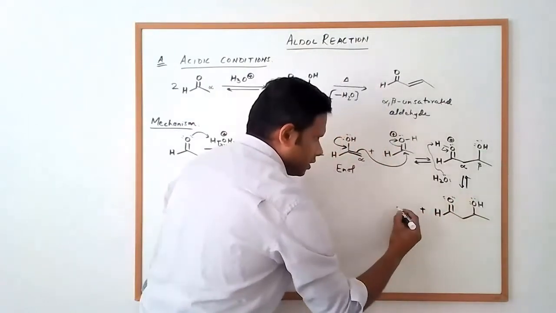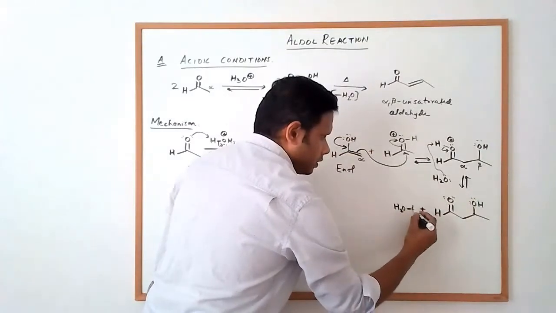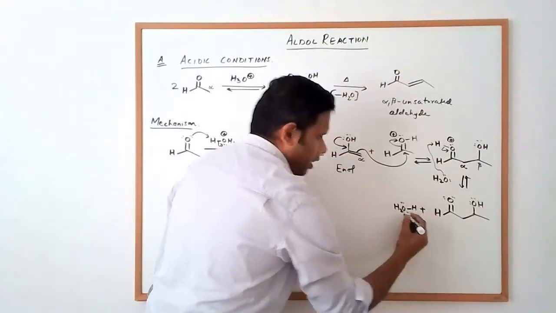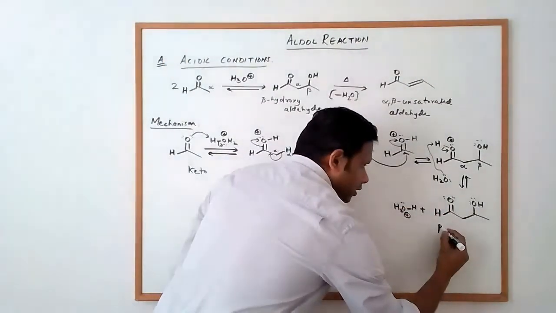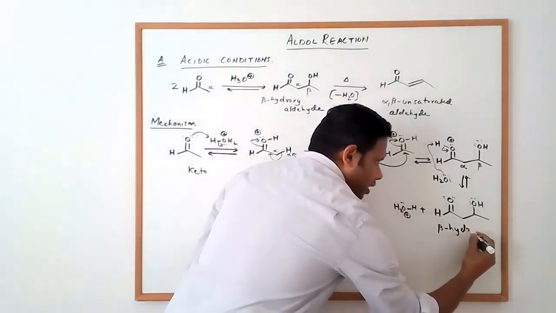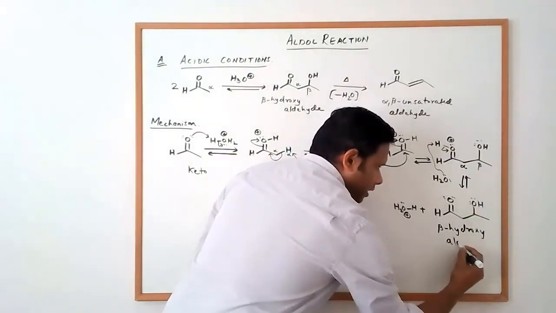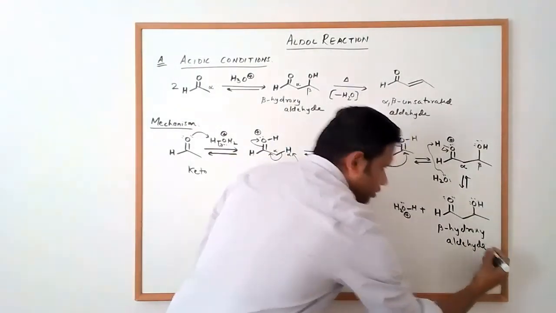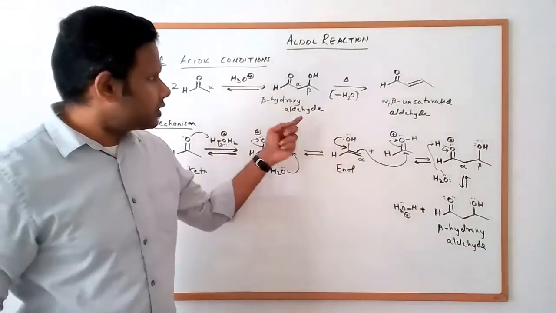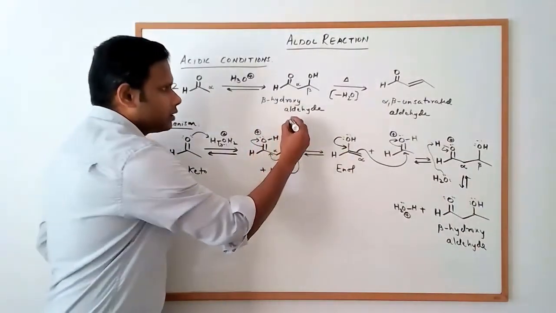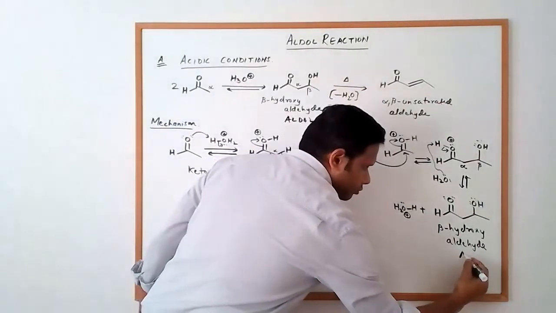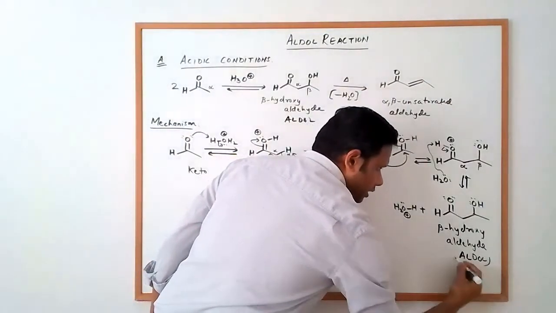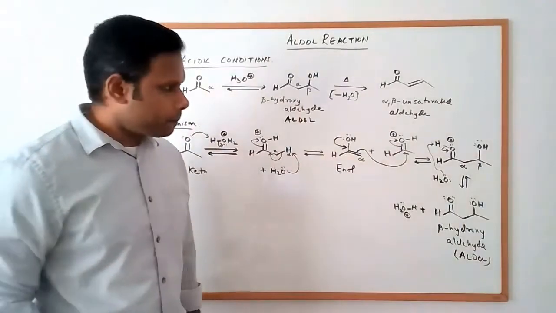And plus, we've got hydronium ion. Okay, so that's how the beta hydroxy aldehyde is formed under acidic conditions. So that's our aldol product. Okay, this is our aldol product. So we've formed the aldol product here.